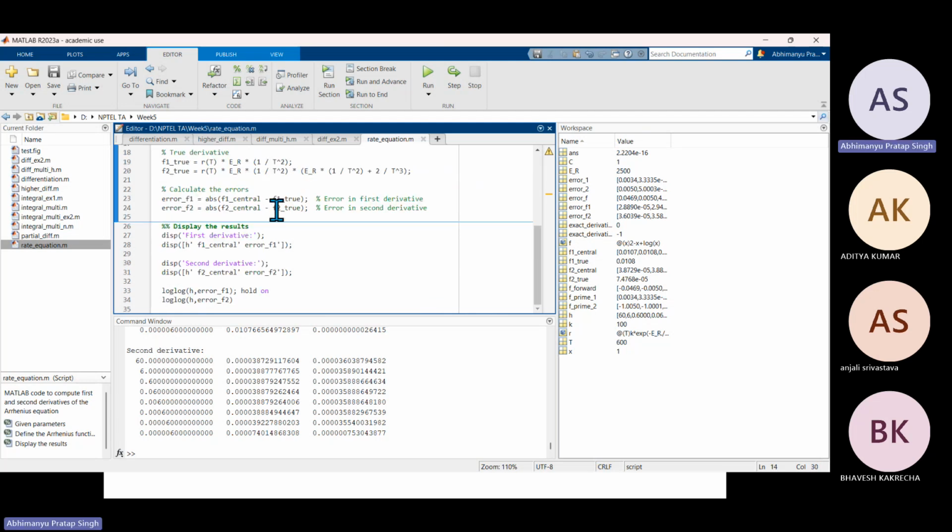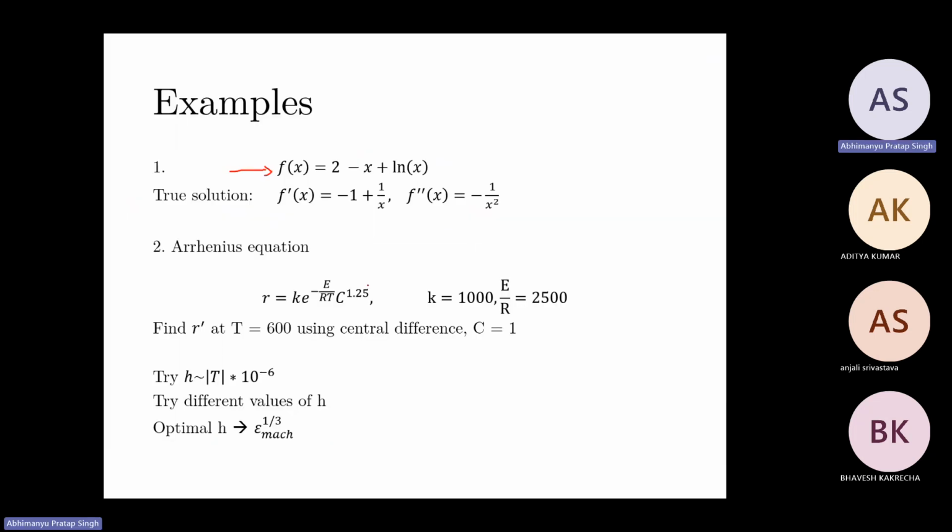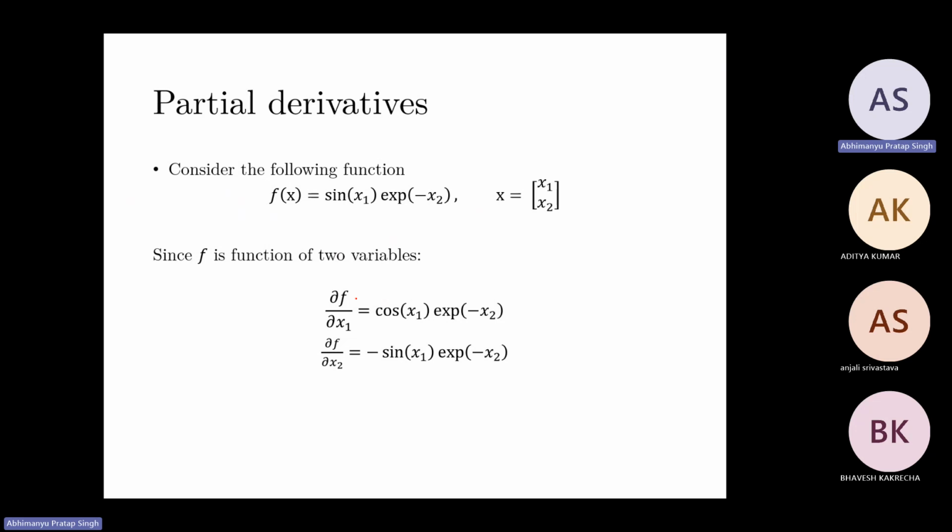Let us go to the next part, which is the partial derivatives. So we have this function, which is a function of two variables, x1 and x2. We need to find the derivative of this function with respect to x1 and with respect to x2, similar to forward difference, like what we have been doing until now.